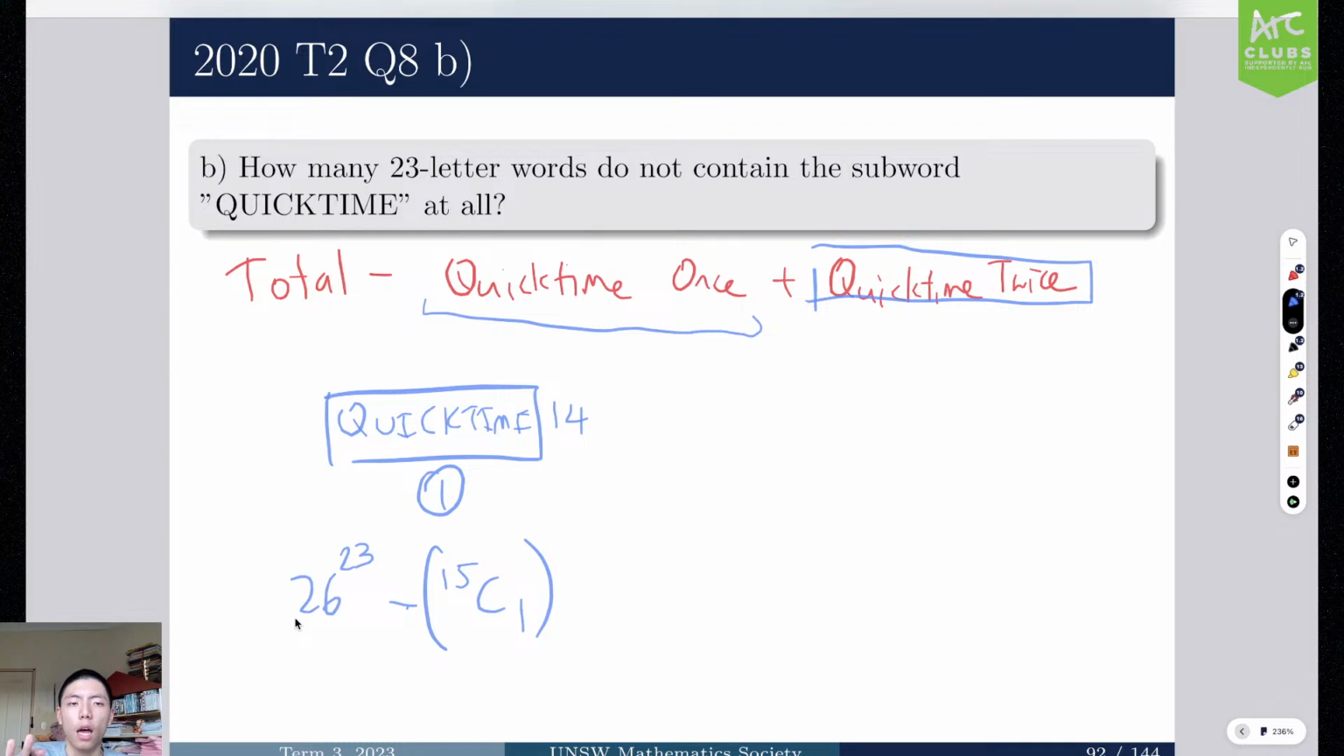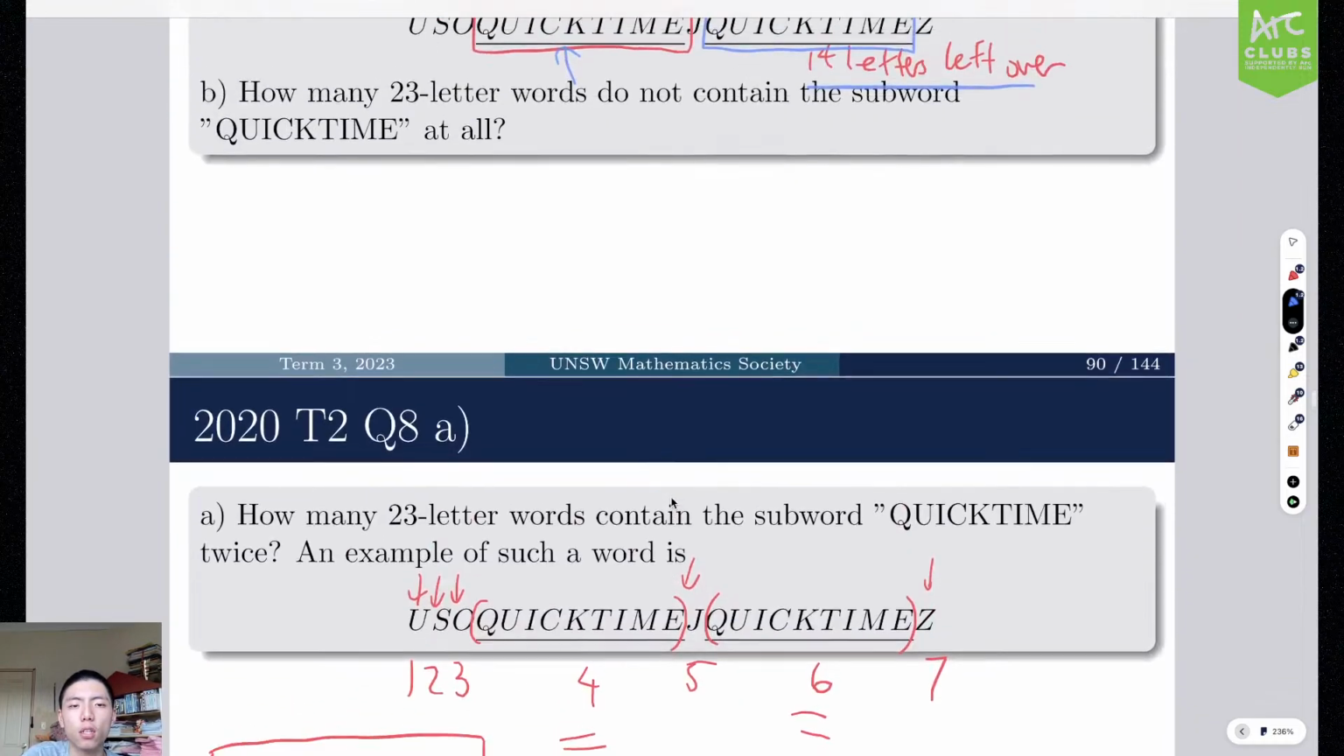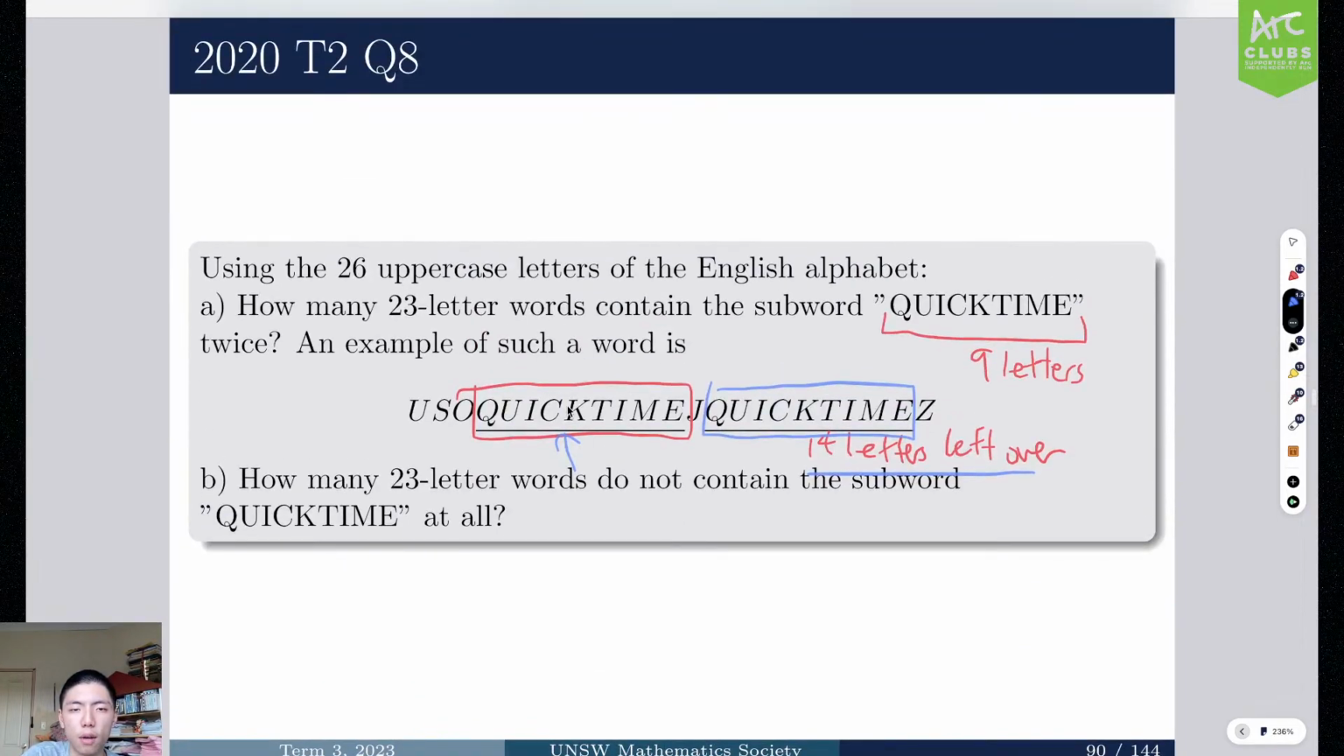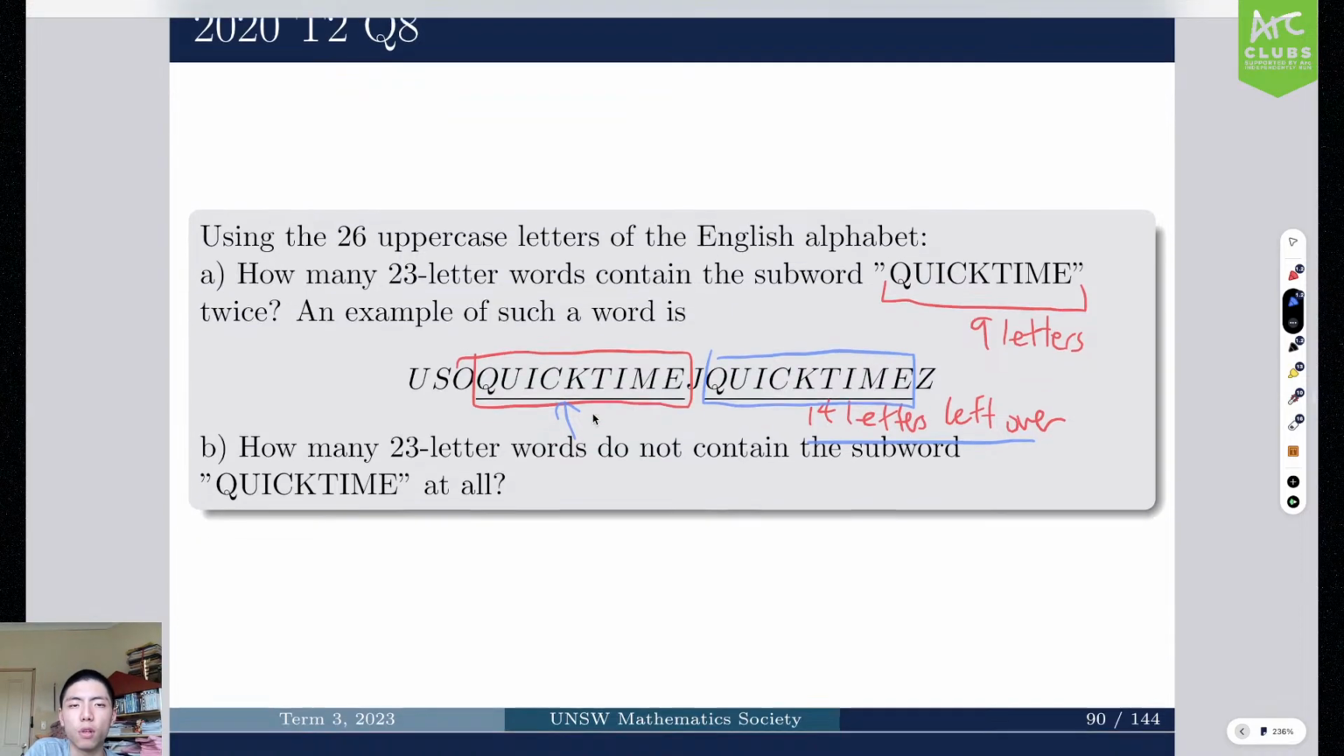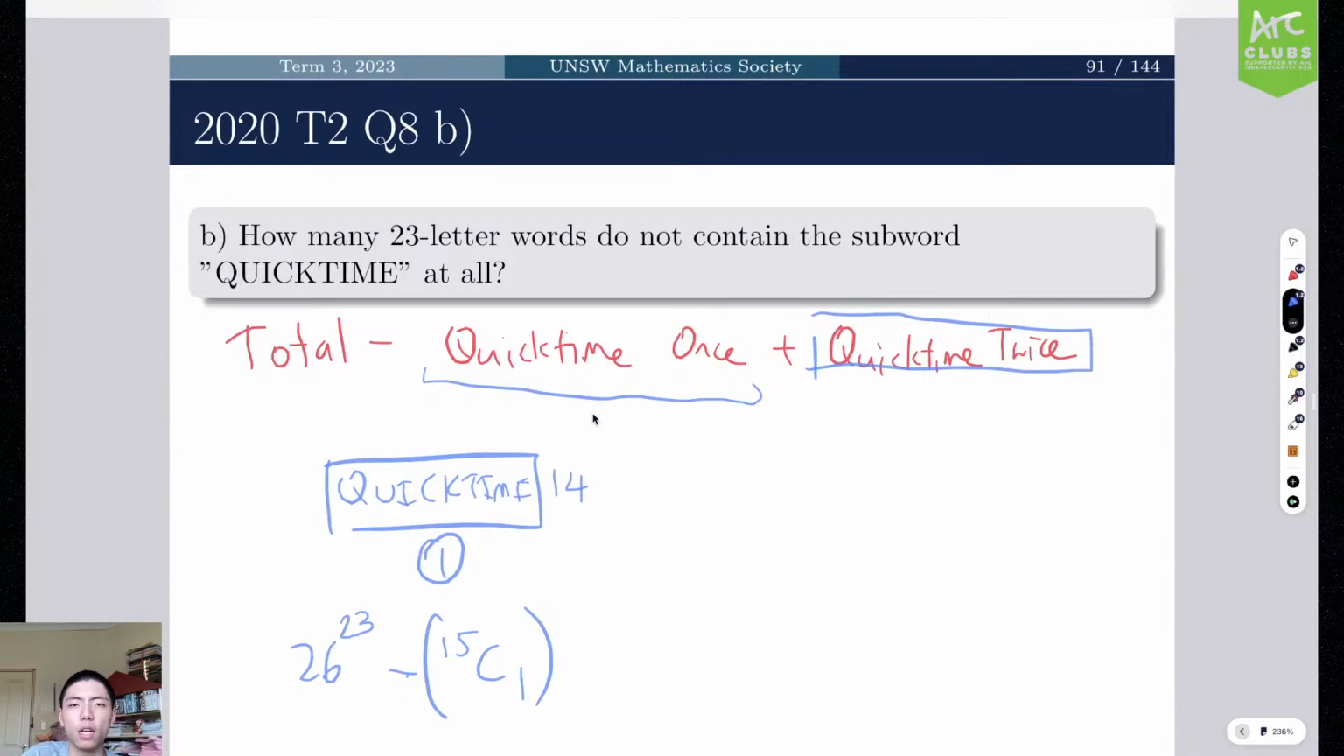Okay, as I've said before, we need to add back the QuickTime twice case, because if we do QuickTime once, then it would subtract off the QuickTime appearing twice case 2 times, because QuickTime could appear here and then randomly appear in the blue, or it could appear in the blue here as fixed and randomly appear in the red. So if this is double counted, then we need to remove this double counting and we have to add back the cases where QuickTime appears twice. This was done in the previous question, so there we have it.